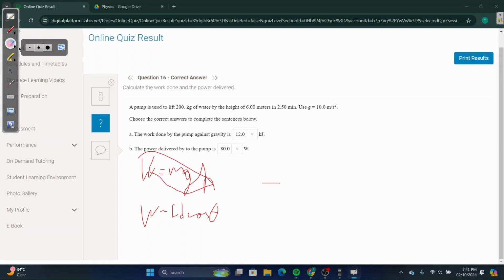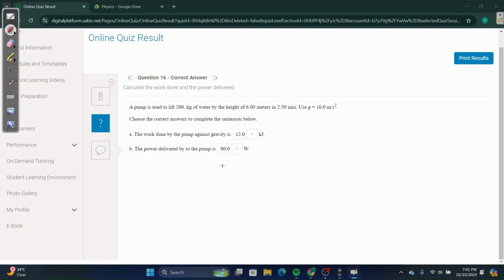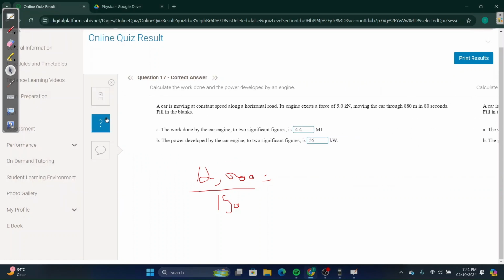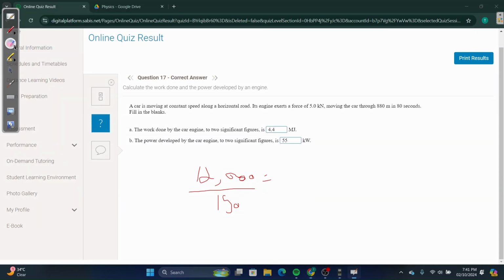The power. Power is work over time. So 12,000 over 2.50 minutes. So 2 minutes and 30 seconds. 2 minutes is 120 seconds. 120 plus 30, 150 seconds. So you divide 12,000 divided by 150. 80 watts. Okay, that's your answer.